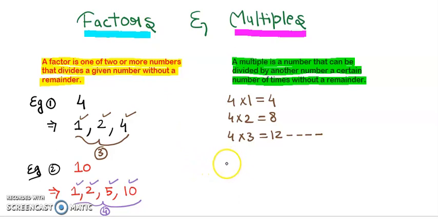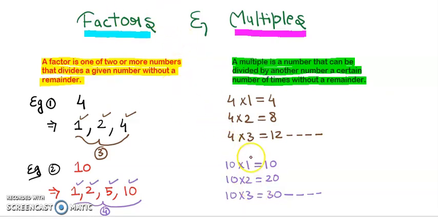Similarly, let's move towards the next thing, the multiples of 10. For the multiples of 10, it becomes easier than the factors. It looks like 10 1s are 10, 10 2s are 20, 10 3s are 30. So you can see, and it will go on and on. So here we have found a big difference between a factor and a multiple.